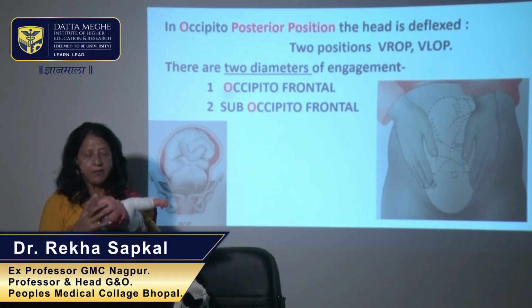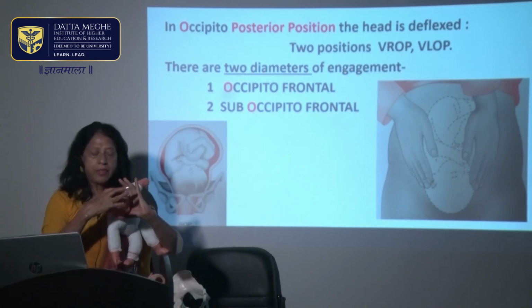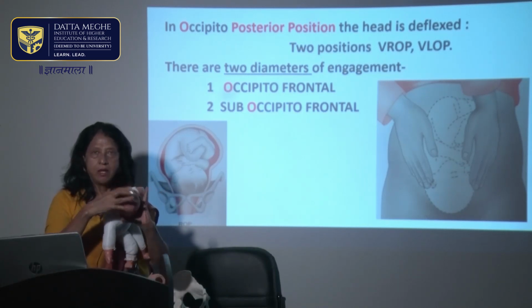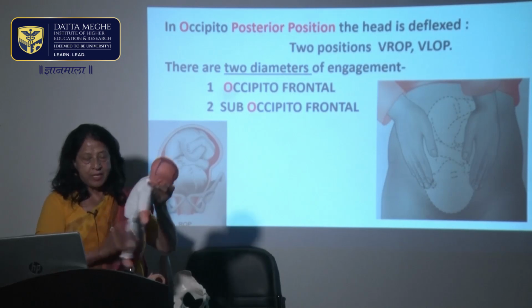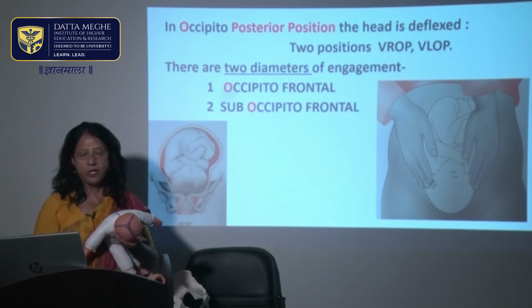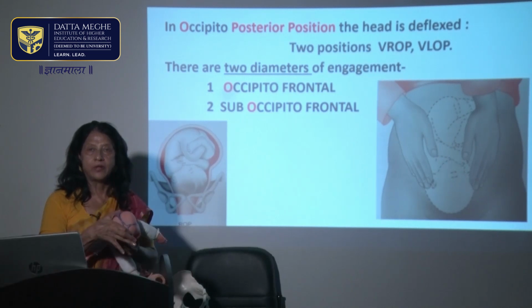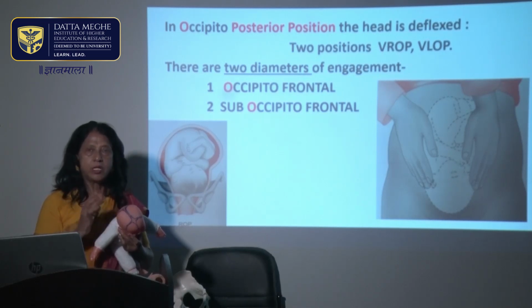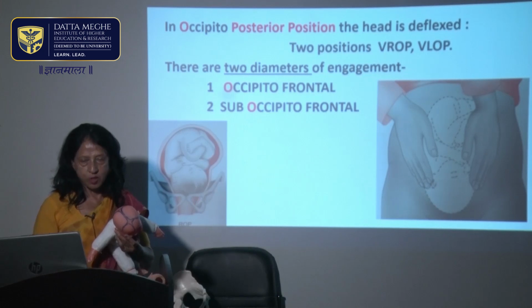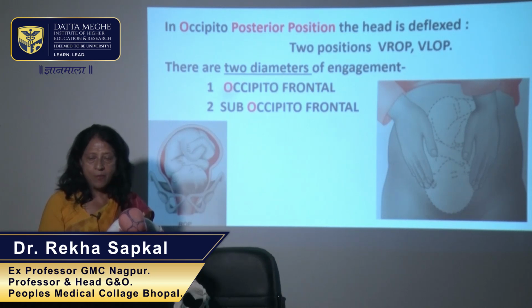Remember, when the head is deflexed, there are two diameters. One is occipito-frontal, the other is suboccipito-frontal. The frontal points for the two diameters are different. When the deflection is less, suboccipito-frontal diameter is the diameter of engagement. When deflection is more, occipito-frontal diameter is the diameter of engagement. How do you remember it? Occipito-posterior position, occipito-frontal diameter is the diameter of engagement. The measurement of occipito-frontal diameter is more, suboccipito means less.